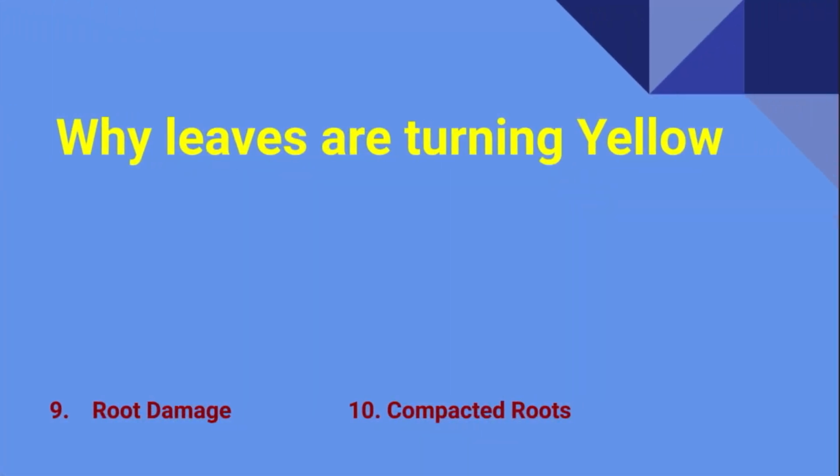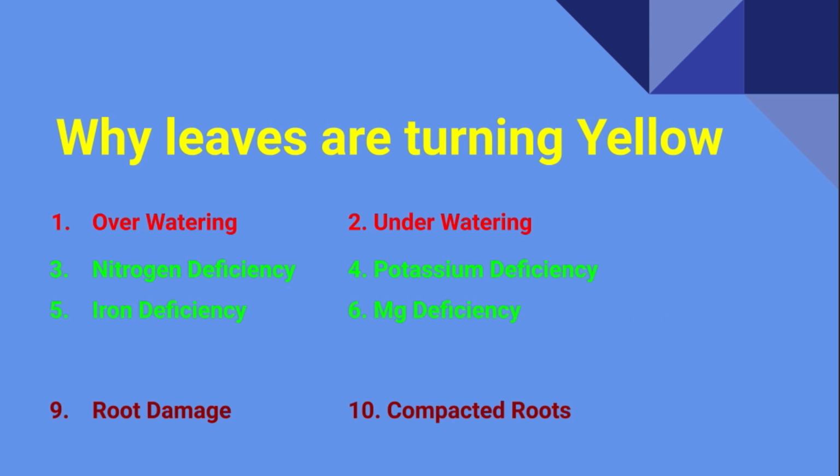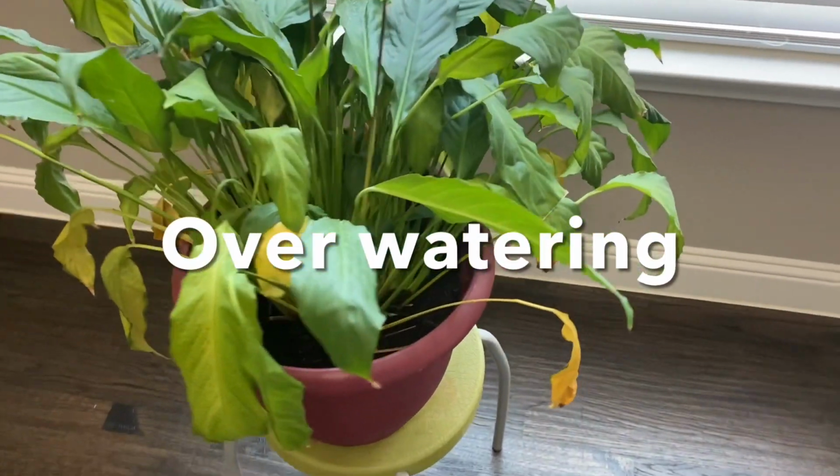Now let's see why leaves are turning yellow and how to fix them. And I know many of you must be interested and waiting to see this. There are several reasons for this: overwatering, underwatering, stress caused by temperature changes, soil conditions, lack of proper nutrients, pests, disease, the age of the plant, root damage, etc. Among them we will discuss the most common ones and how to identify them.